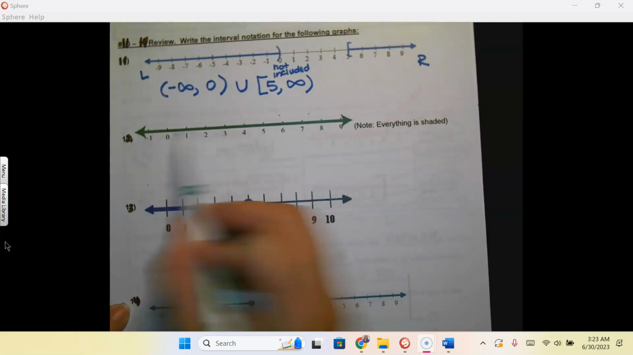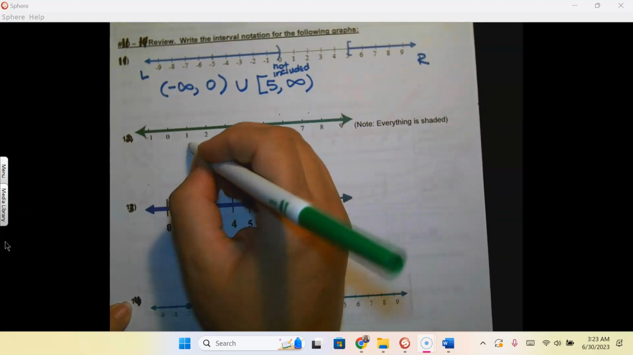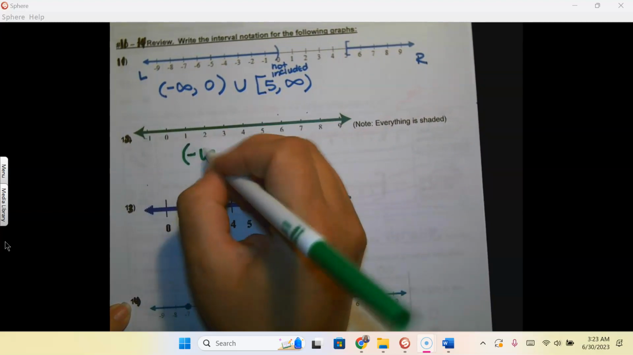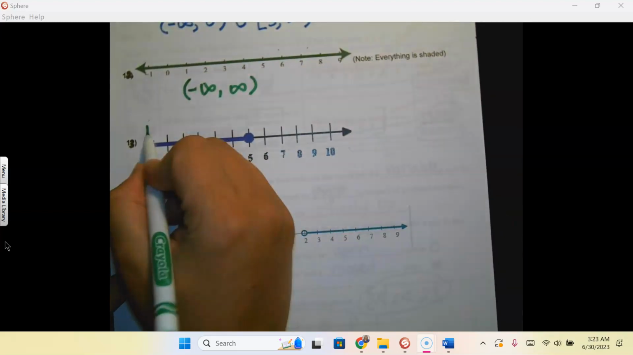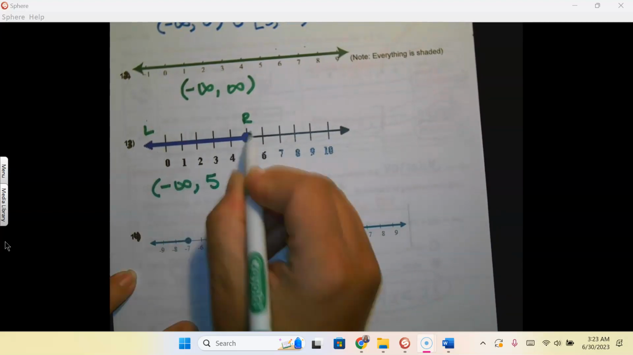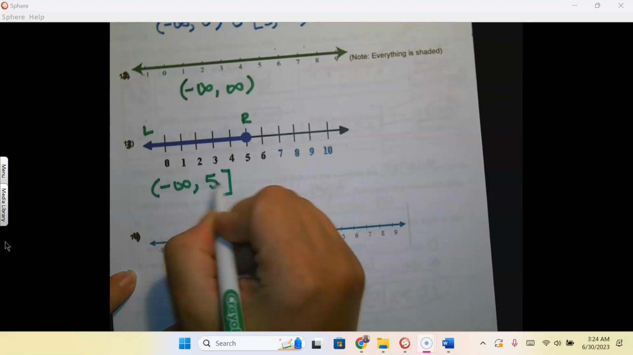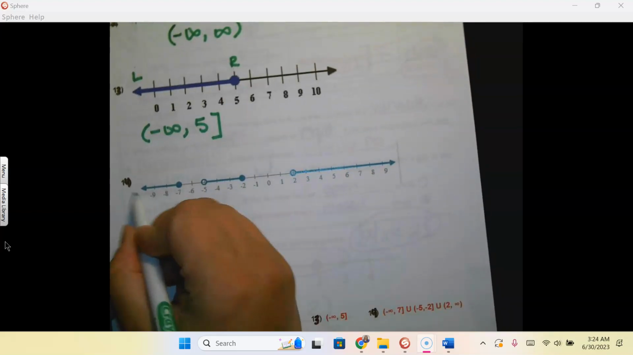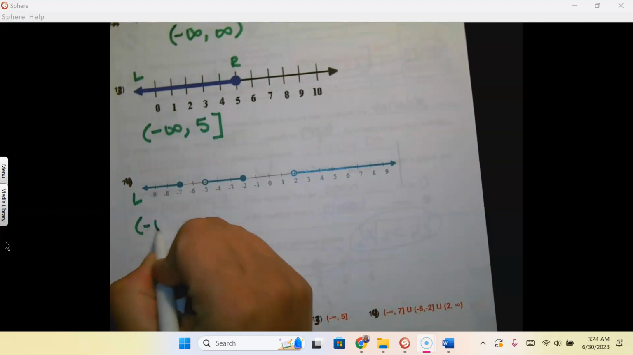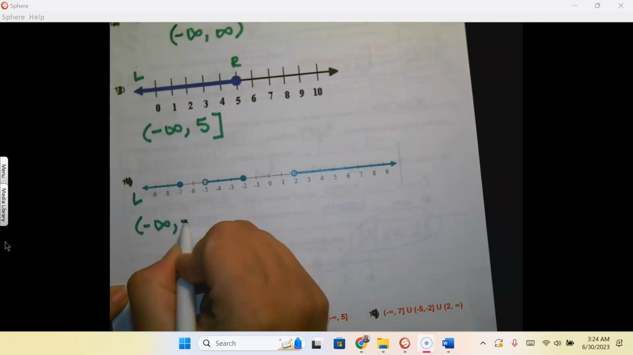Okay, this one here, the whole entire graph is shaded, so from the left it's going infinitely, and to the right it's going infinitely. Okay, and then here we have left to right, so it's going infinitely to the left, and then on the right, 5 is included.